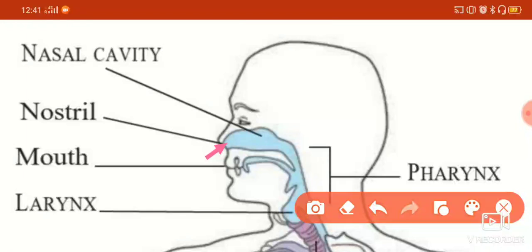The nasal cavity is divided into right and left chambers by the mesethmoid cartilage. नाकाच्या आत पाहतो आपण मध्ये एक पार्टिशन आहे कार्टिलेजचं जे नाकाच्या आतल्या पार्टला दोन भागामध्ये डिवाइड करतं. Divide into right and left nasal chambers. Each nasal chamber is then divided into three regions.